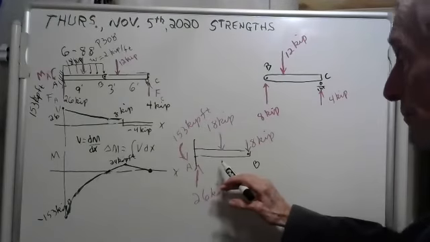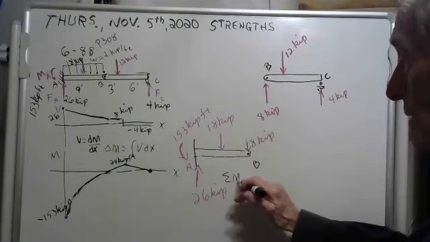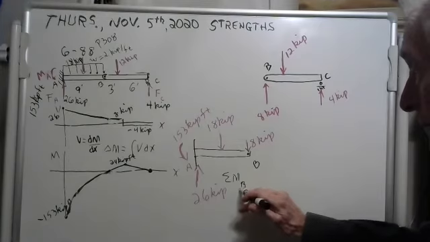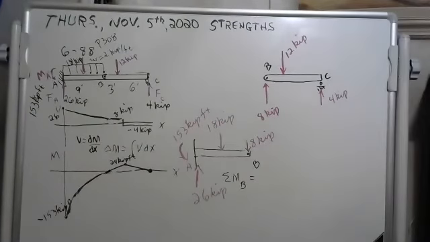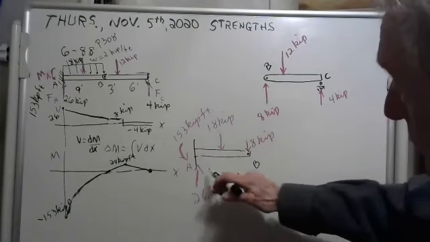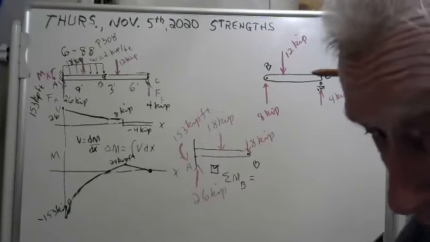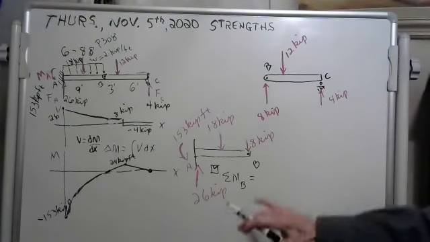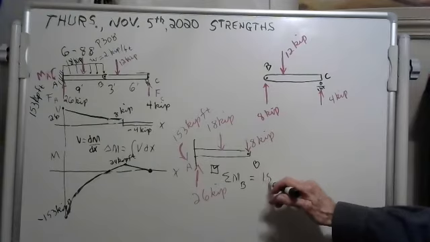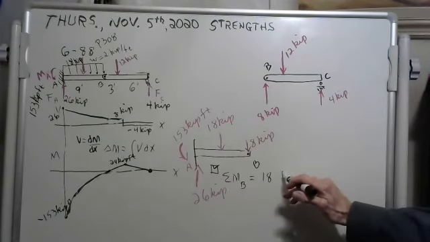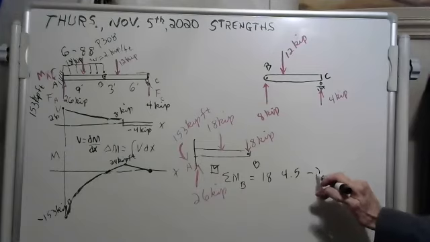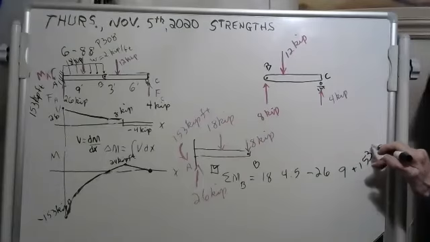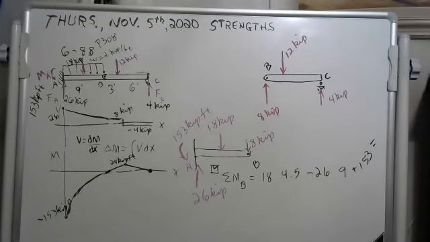Let's look at the moments here. The sum of the moments about point A, or you could do point B for that matter. Here, let's do point B. The sum of the moments about point B. This is called checking your work, guys. They don't have answers in the back, but that's okay. We don't need their answers. Okay, sum of the moments about B is going to be 18 times 4.5 minus 26 times 9 plus 153 equals. Now, if that equals 0, we did it right.